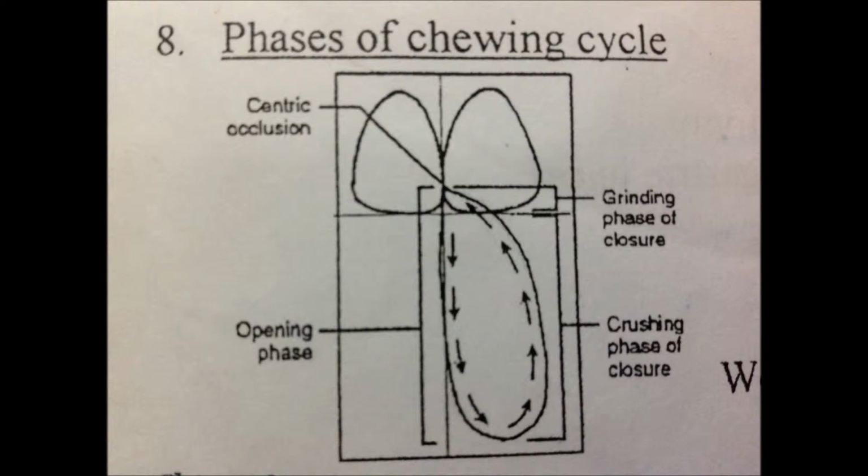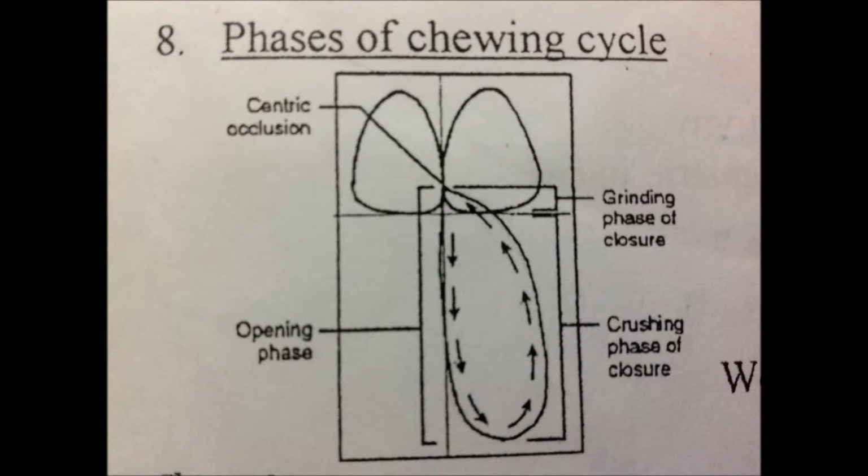Mastication is the act of chewing foods. The chewing cycle is each opening and closing movement of the mandible. The chewing cycle follows a tear-shaped movement pattern. There are two phases of the chewing cycle, which are the opening phase and also the closing phase. The closing phase consists of two subphases, which are the crushing phase and the grinding phase.